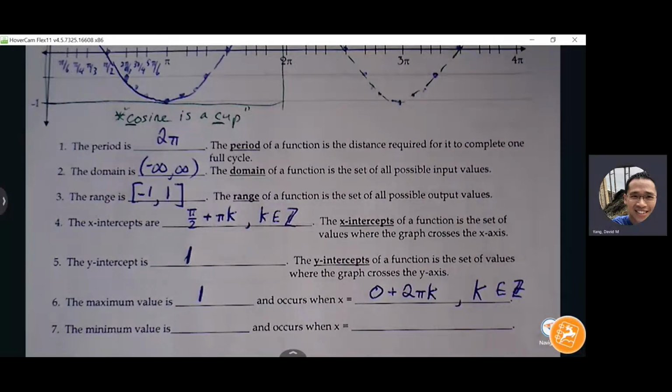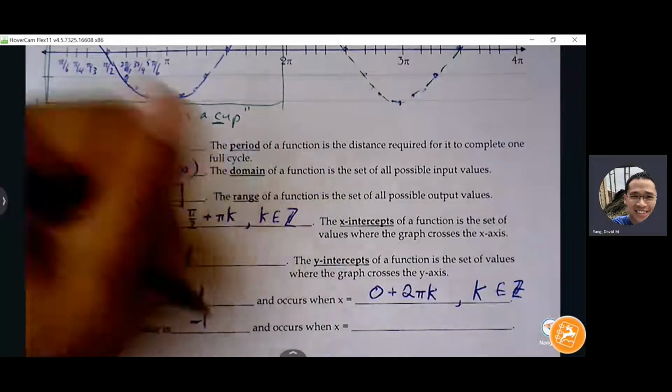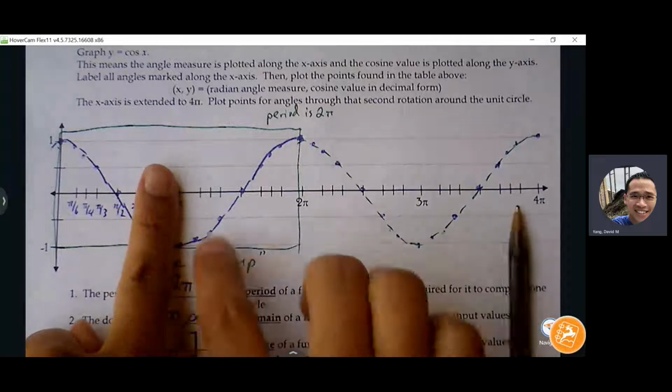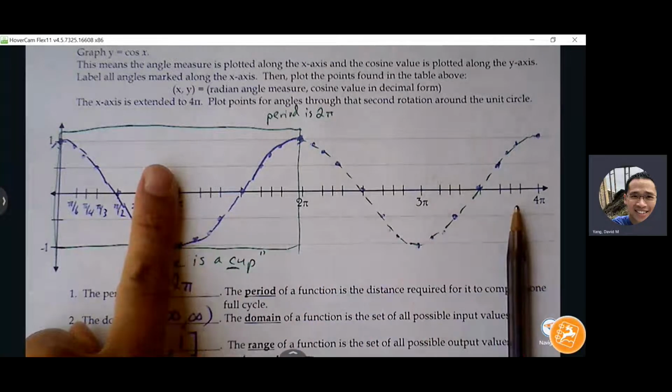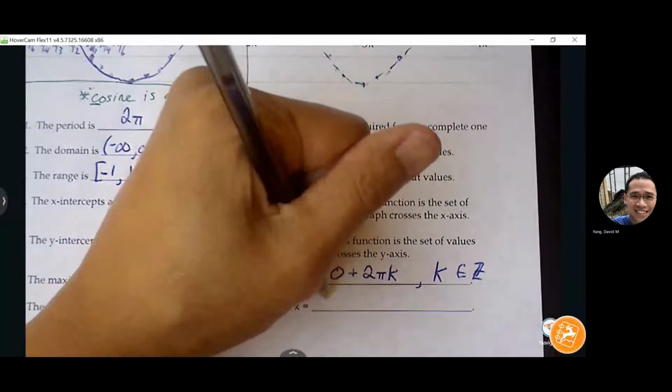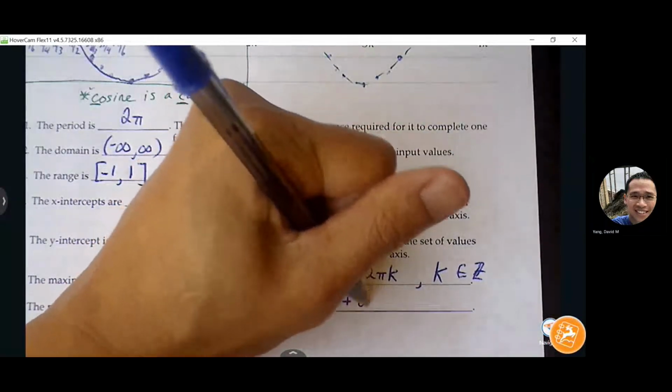What about minimum value? -1. And we see it will start at pi and keep showing up every 2 pi units away.